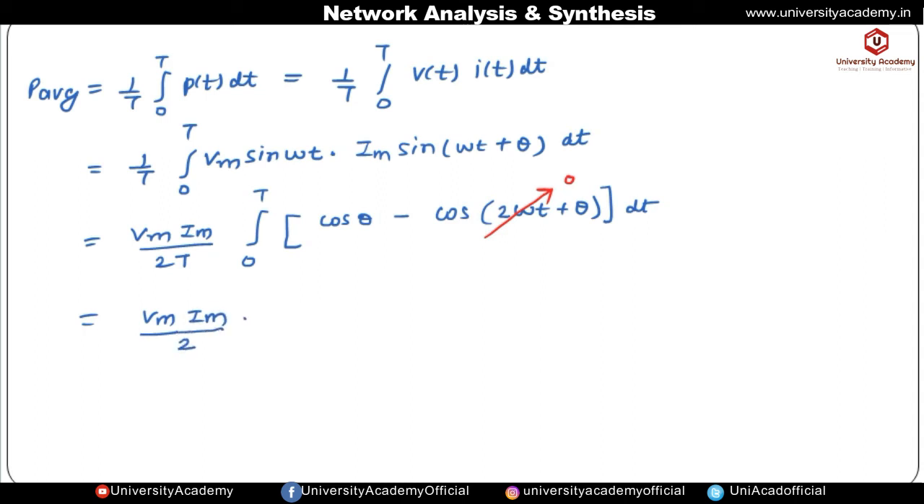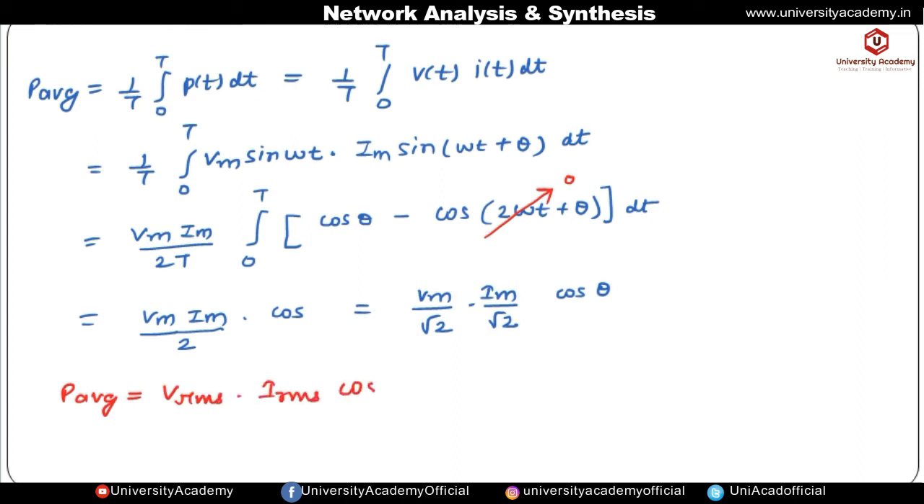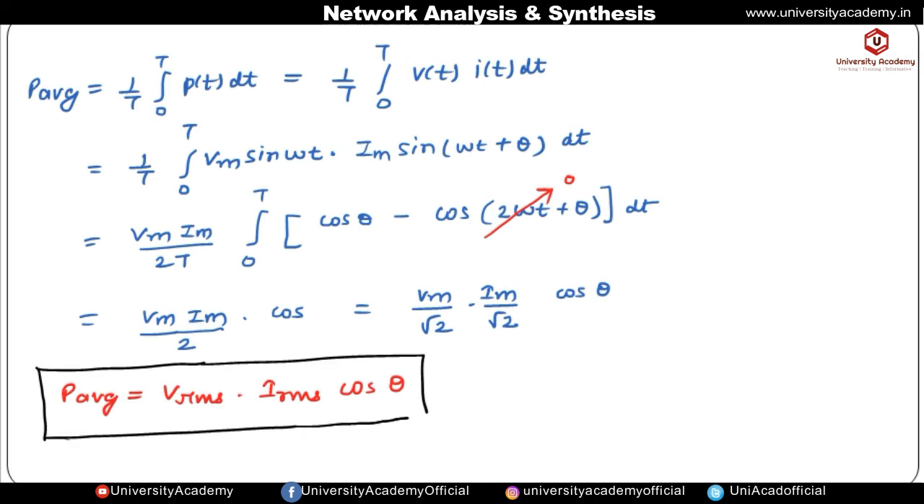So this cos theta will come outside, and this T and T will get cancelled out, so we are getting Vm by root 2 into Im by root 2 into cos of theta. So the average power is given by Vrms into Irms into cos theta. Again, theta is the angle between the voltage and current phasor. So in case of an RC circuit, this theta is leading.